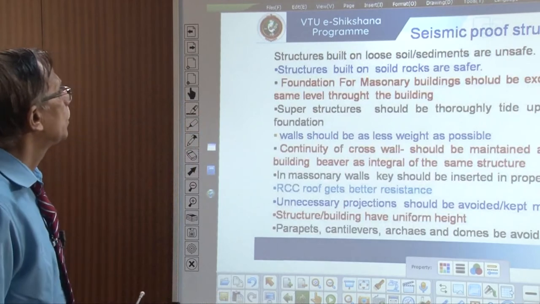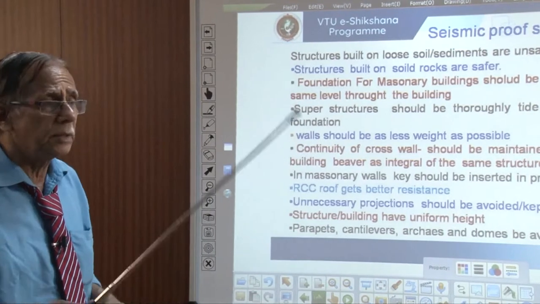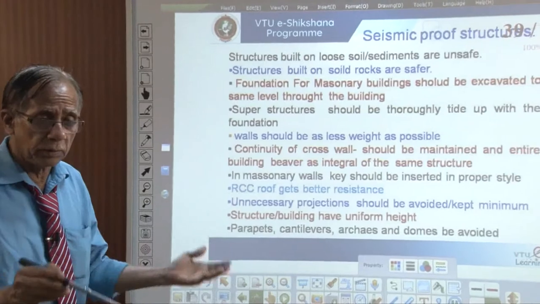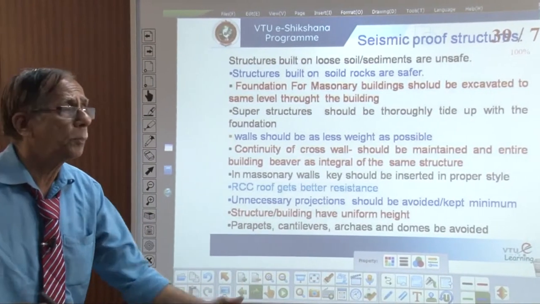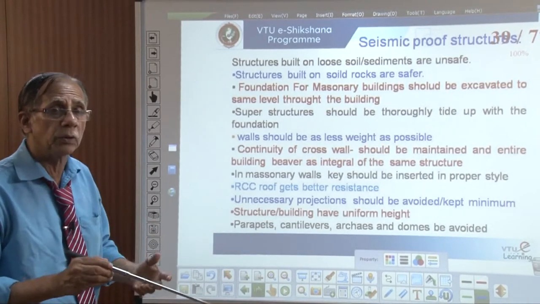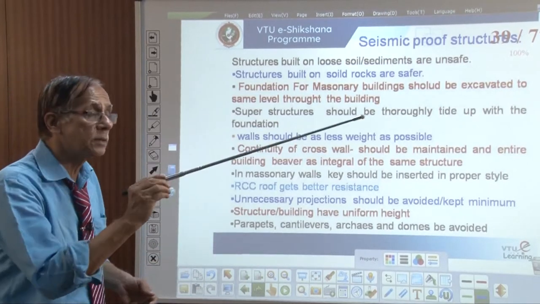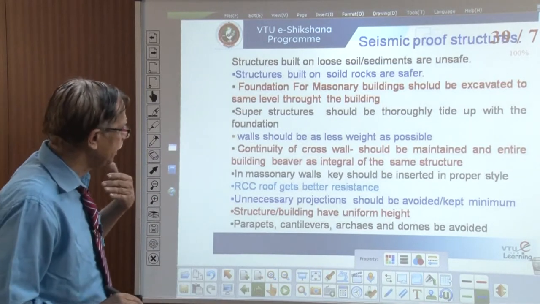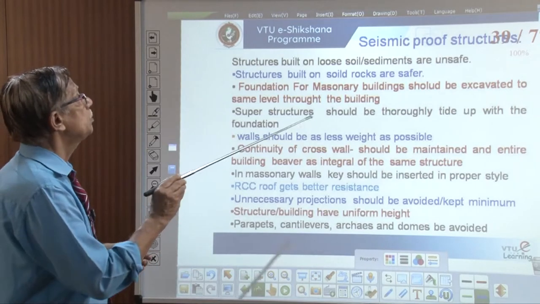Now, if I have different intensity areas, then I have to construct a structure. What is my message to the public? How they have to construct their houses or their structure, building, dam, whatever it may be. If their intensity zone is 1, 2, 3, 4, what is that precaution? A kind of message to the public is, I have to suggest them seismic proof structure.